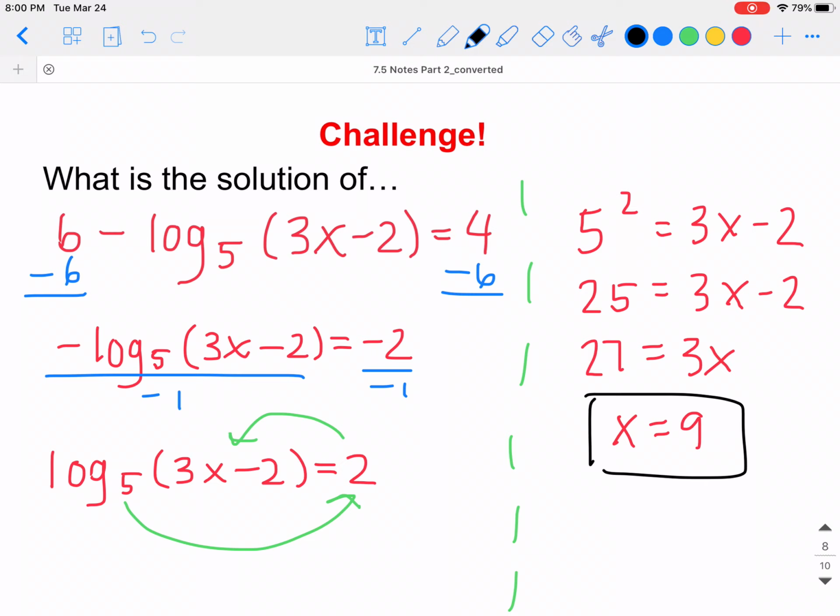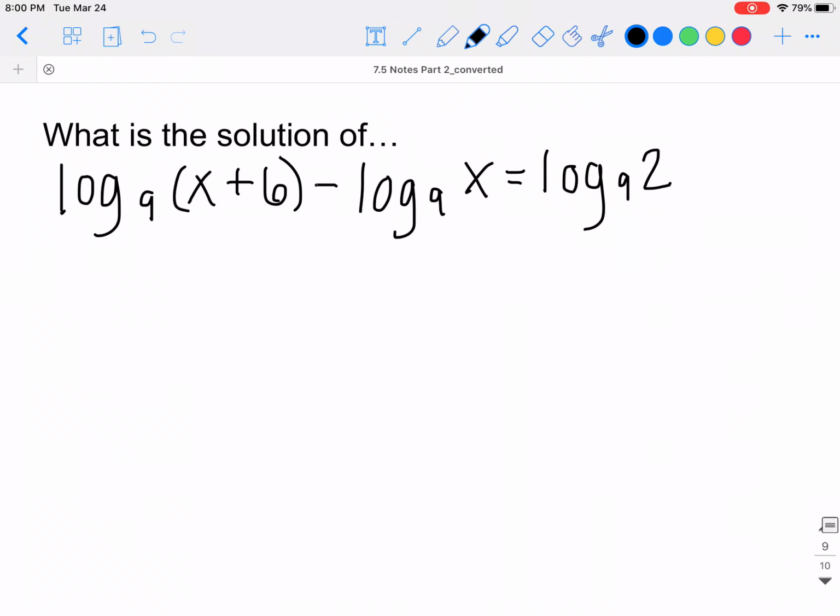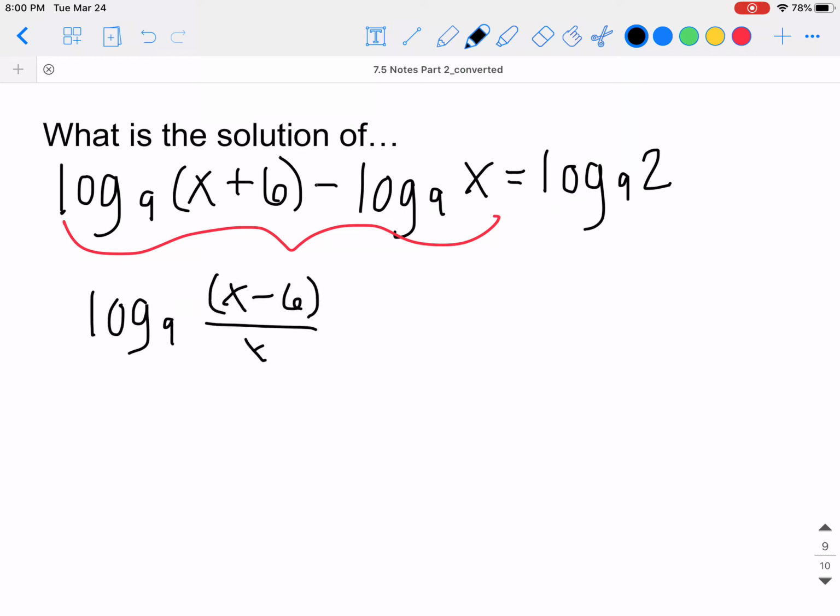And our last example for logarithmic equations, we have: what is the solution of log base 9 of x minus 6 minus log base 9 of x equals log base 9 of 2? So our two terms here, we're able to rewrite using the quotient property. So we have log base 9 of x minus 6 over x equals log base 9 of 2.